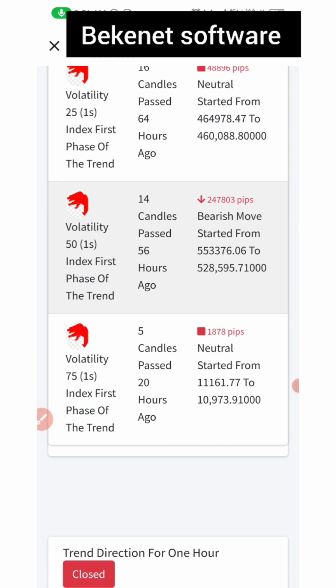First phase, be it forex, be it crypto, be it volatility. First phase of a bullish move always comes from the low. First phase of a bearish move always comes from the high. Simple and straightforward. Thank you very much.